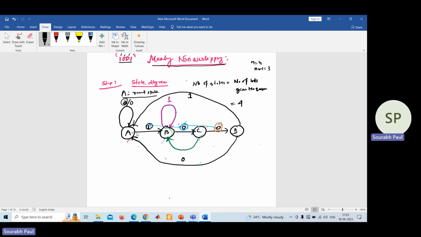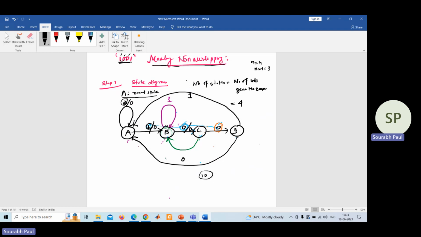Now, if you come from A to B, what is it detecting? It is detecting 1. Is it the sequence we want? No, till now it is no. Now, if you come to C, what is it detecting? It is detecting 1 0, because if you remember, for C in the square box, we have written 1 0. Is it our required sequence? No. We want the sequence of 1 0 0 1. So the output is 0.